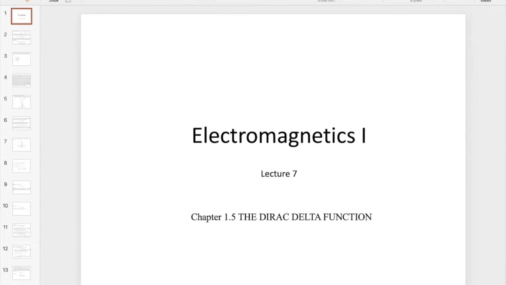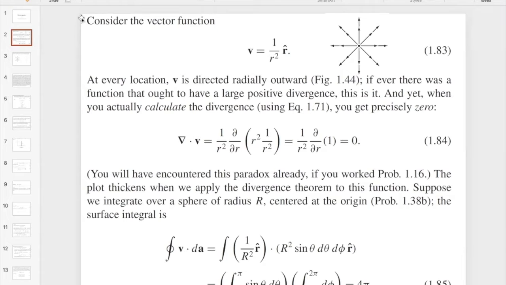Okay, now let's start lecture 7, which is about the Dirac delta function. Before we introduce the Dirac delta function, let's first look at one function we have learned before.